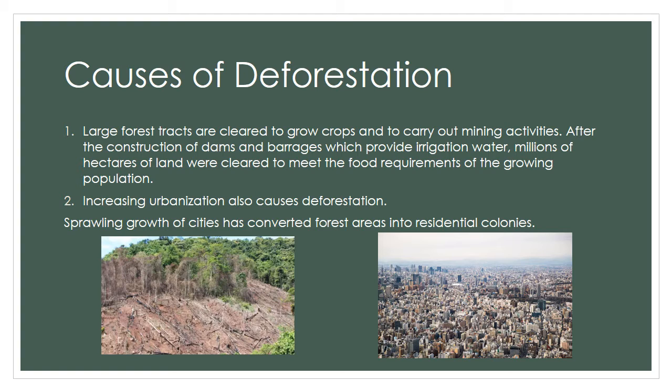We need more clear land to construct more homes and more cities to establish urban areas. And the sprawling growth of cities has converted forest areas into residential colonies. You can see in the suburbs of major cities of Pakistan that population is increasing, and we have converted large forest tracts into residential colonies.